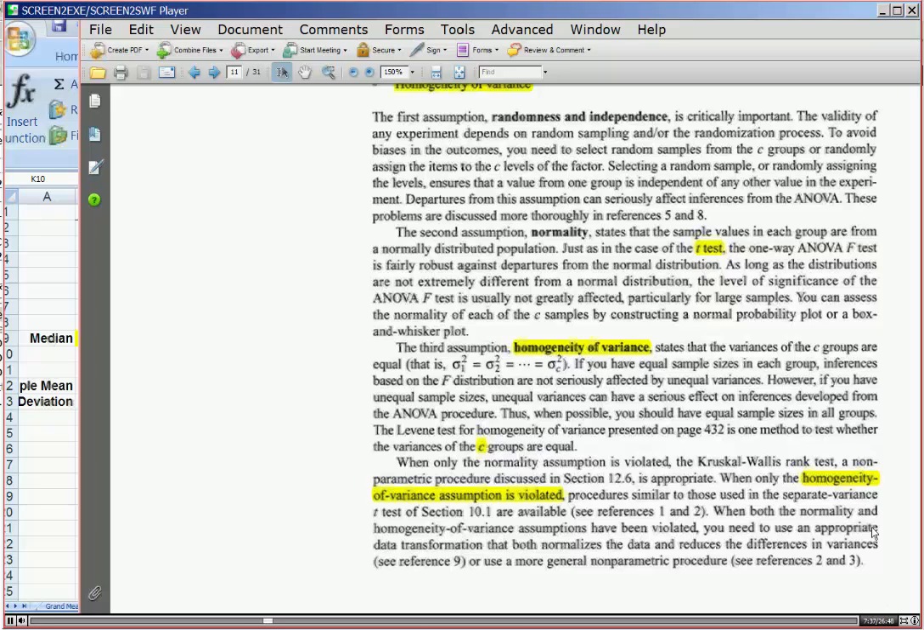We do. The Levene test for homogeneity of variance presented on page 432 is one method to test whether the variances of the C groups are equal. When only the normality assumption is violated, the Kruskal-Wallis rank test, a non-parametric procedure discussed in section 12.6, is appropriate. When only the homogeneity of variance assumption is violated, procedures similar to those used in the separate variance t-test of section 10.1 are available.